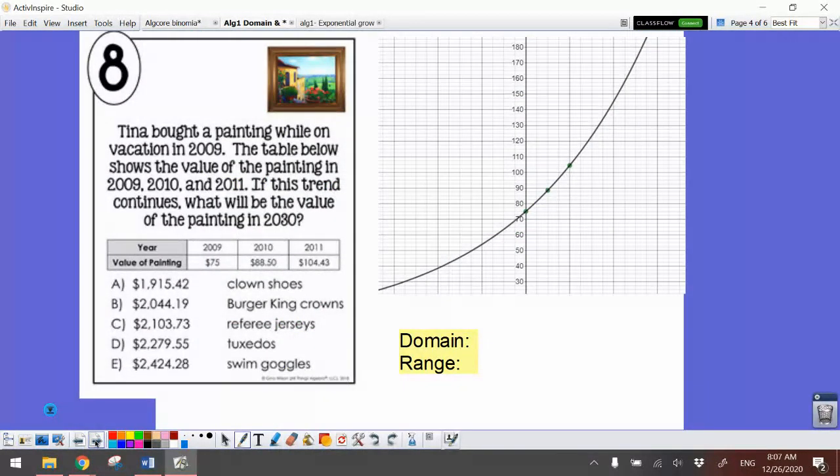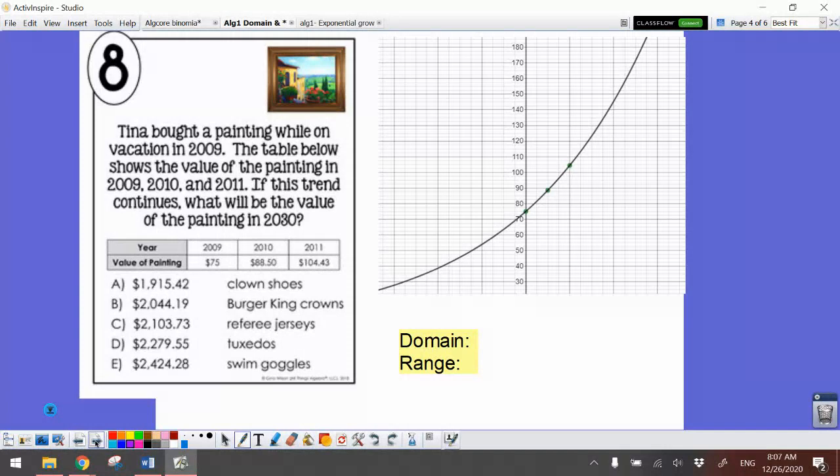So this one: Tina bought a painting while on vacation in 2009. The table below shows the value of the painting in 2009, 2010, 2011. If this trend continues, what will the value of the painting be in 2030? What I really want to talk about, rather than coming up with the answer, is the domain and range.